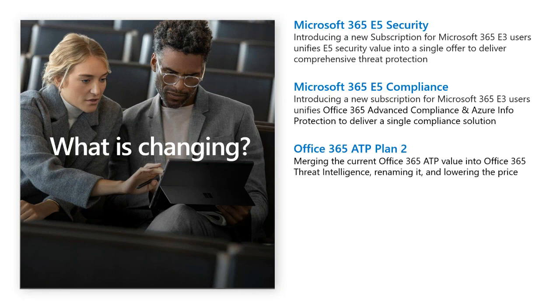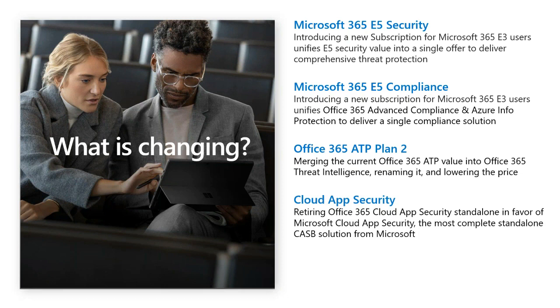If you looked at threat intelligence, it was quite an expensive one to buy. If you had to put threat intelligence and ATP together, it would be a little bit costly, but Microsoft have bundled them together and brought that price down as well, so that's great to hear. Office 365 Cloud App Security, as I said, becomes redundant because it's included in Microsoft CASB or Cloud App Security, and you get all the functionality that you need in that tool. So a little bit of change there.